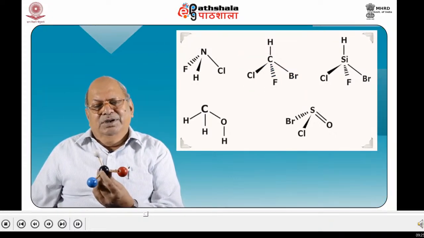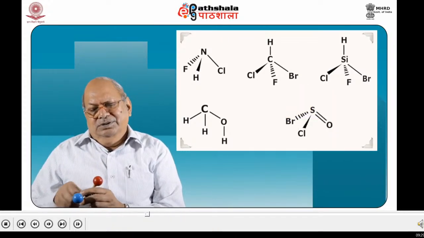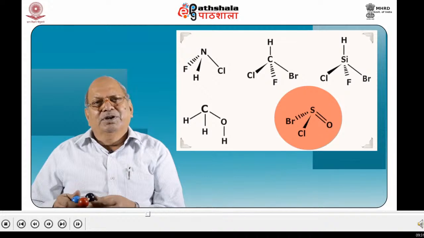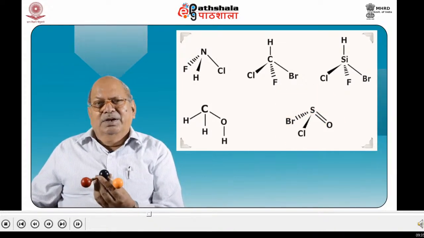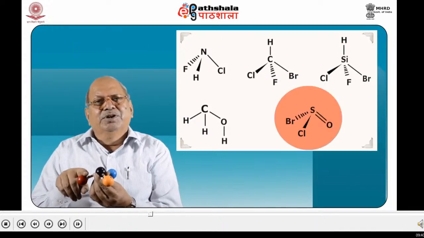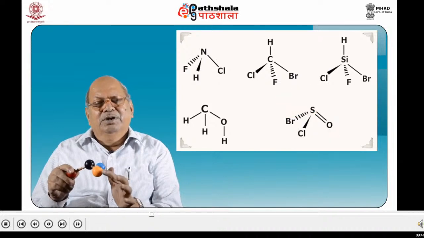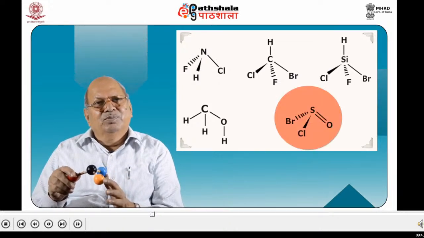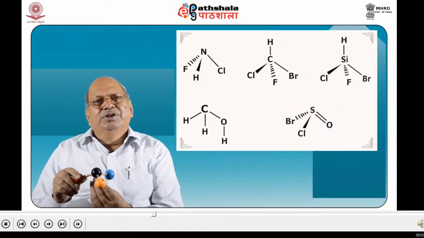Now let us take a system with this type of molecule. Again, this is a pyramidal molecule. I am just taking sulfur with a double bonded oxygen, and these are fluorine, bromine and chlorine. Again, this is a pyramidal molecule. It does not have any symmetry element.